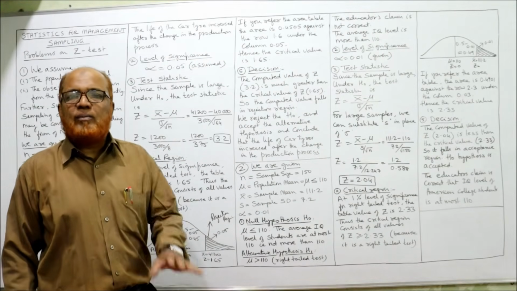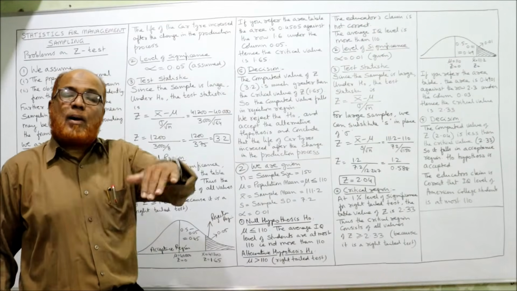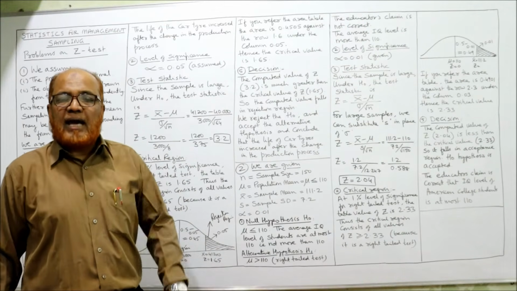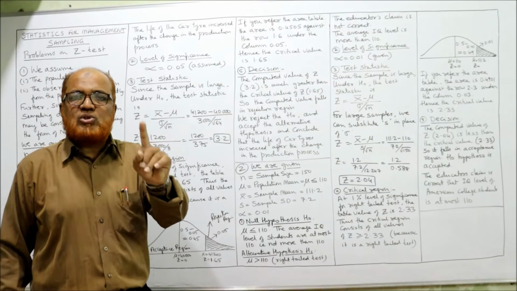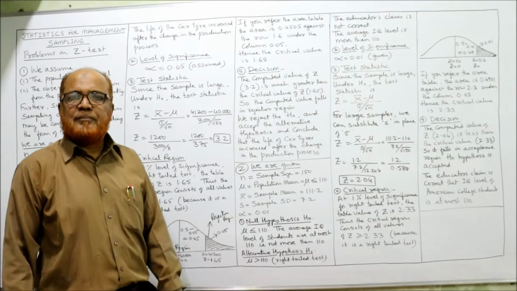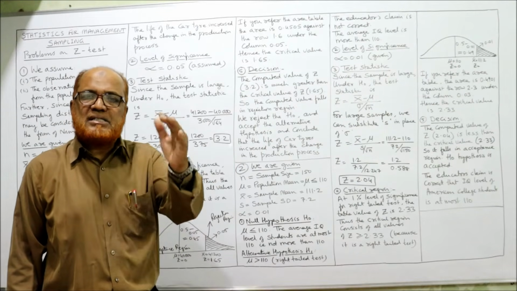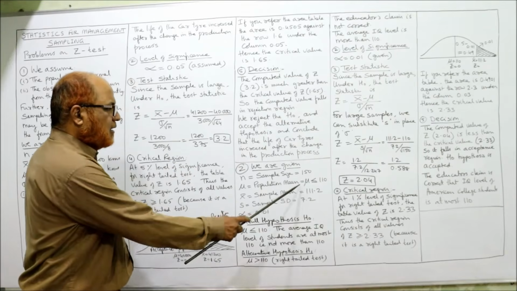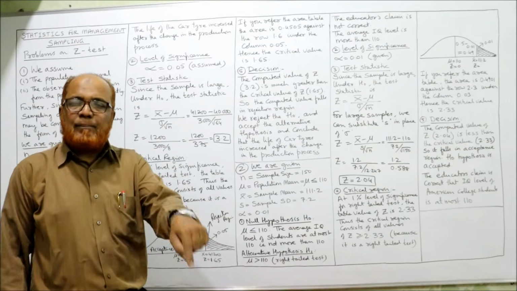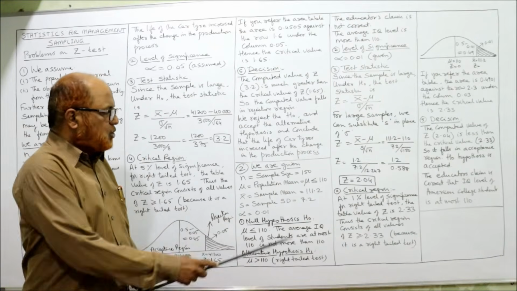What is the sample size? How many students were selected? 150. Then mu. Mu means population mean. The educator claims at most 110, so mu is less than or equal to 110. Population mean mu is at most 110, meaning less than or equal to 110. Then x bar, the sample mean. The sample mean is given in the problem: 111.2.